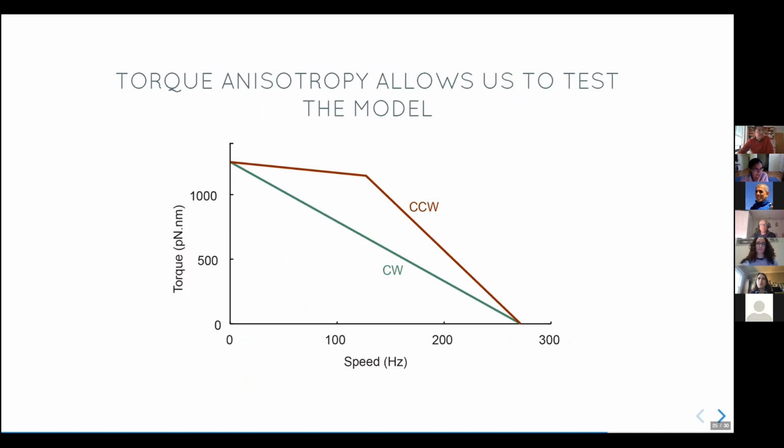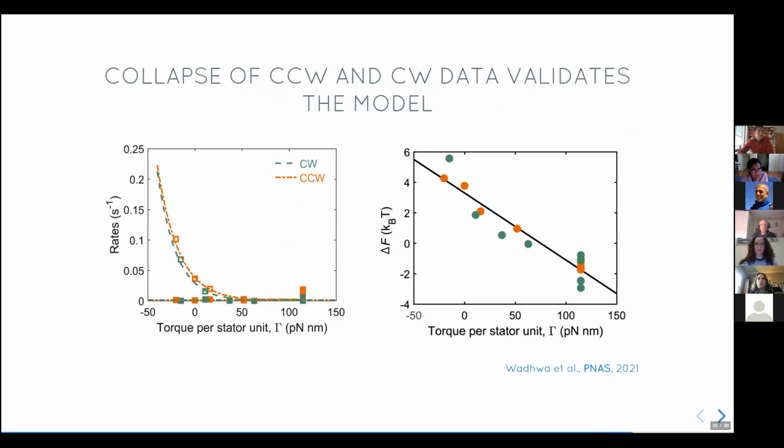So we did that, and in the plots here, I'm showing you just the summary of a lot of experiments. It's the rates as a function of torque and the free energy difference as a function of torque. And quite satisfactorily, we see that the two sets of data from clockwise and counterclockwise motors collapse right on top of each other, but only if you plot them as a function of torque. So sort of validating our original model.